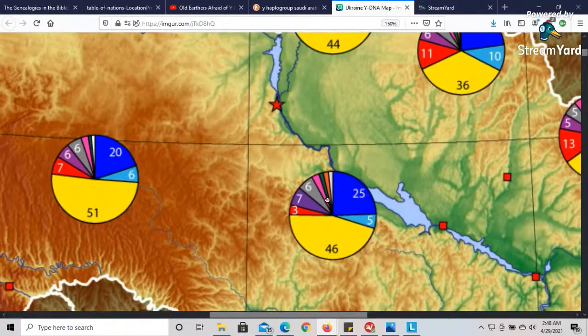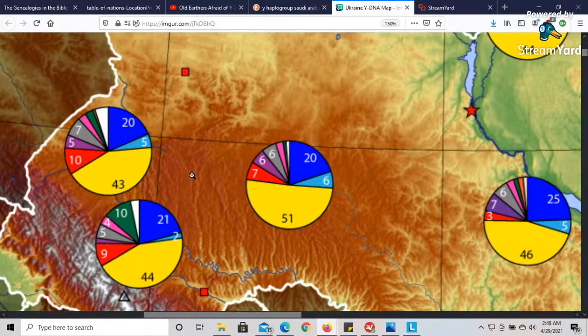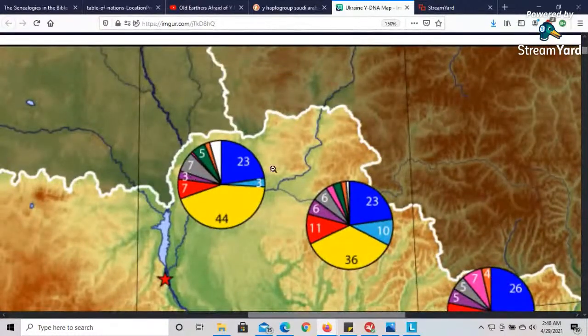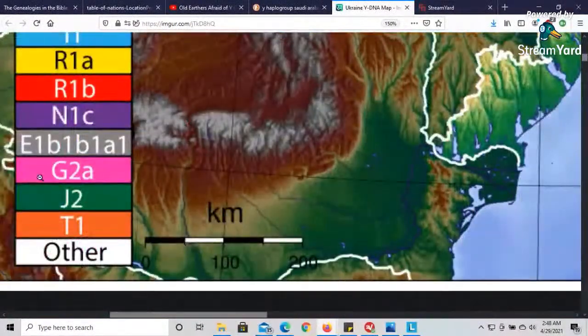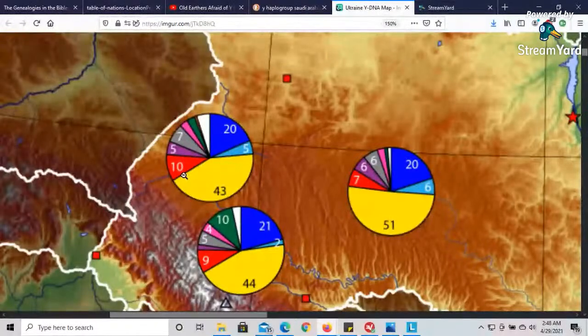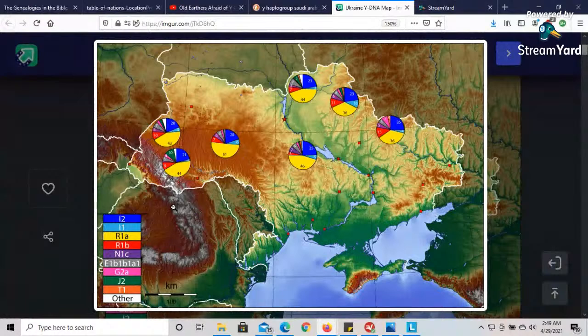So in all these pie charts, you always have this E1B1, often have the T, and of course the Assyrian always seems to be around. Almost always the Assyrian pink, which I'm pretty sure that's right. Assyrian pink. Yeah, the G would be the Assyrians. That's about it. This would be, of course, Ukraine above the Black Sea.